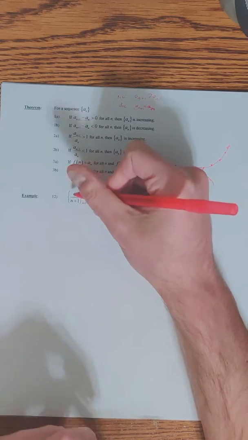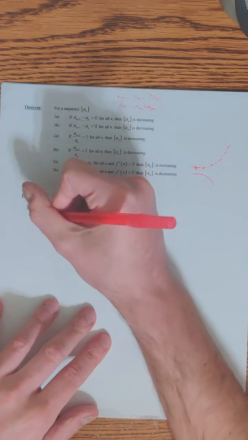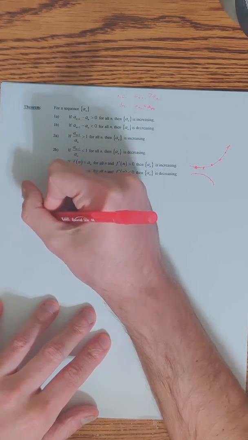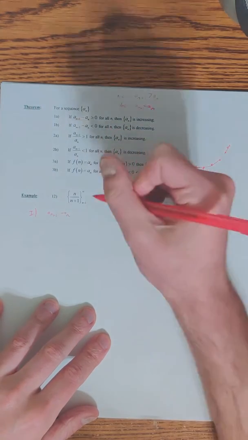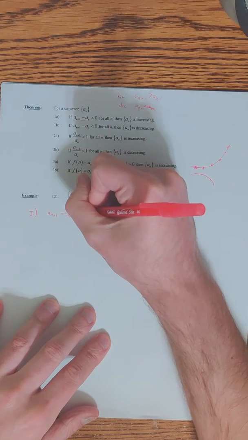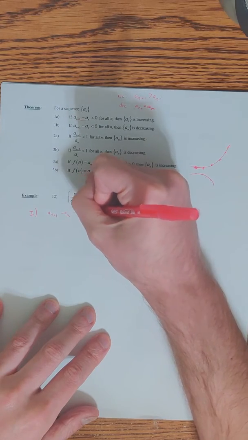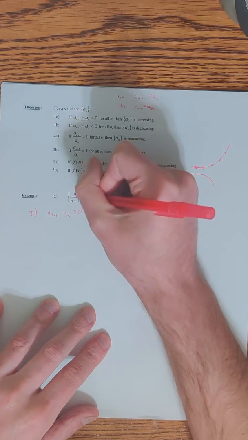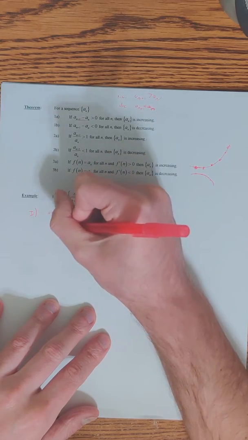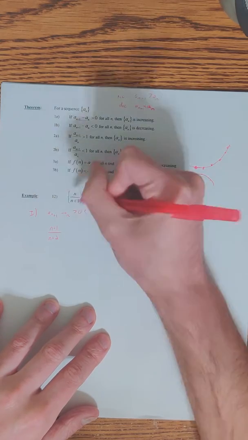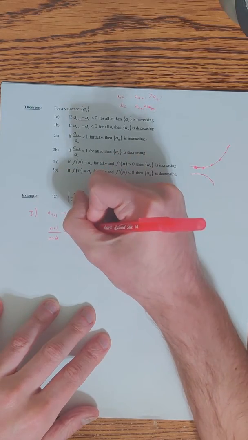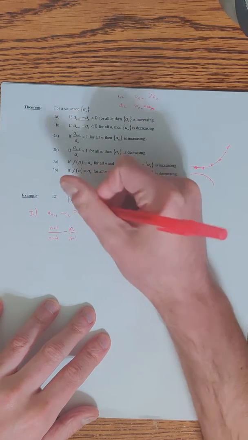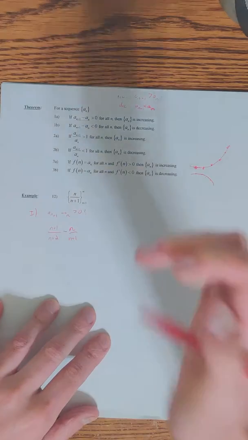If I want to determine whether this sequence is increasing or decreasing, I've got three different ways of doing this. I can examine whether or not a sub n plus 1 minus a sub n is greater than or less than 0. So in this case, what is a sub n plus 1? A sub n plus 1 is n plus 1 over n plus 2. A sub n is n over n plus 1, and now I need to determine, is this greater than 0 or is it less than 0?